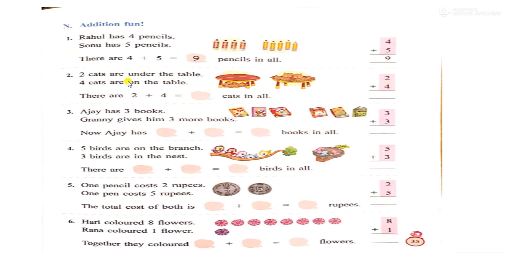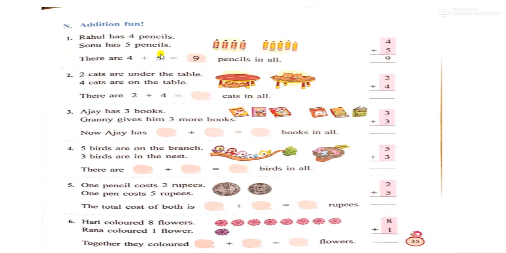The next one is also like that. Rahul, the first one, Rahul has 4 pencils, Sonu has 5 pencils. Here Rahul has 4 pencils. Here how many pencils are here? 1, 2, 3, 4. Yes, 4 pencils. Sonu, here how many pencils are here? 1, 2, 3, 4, 5. Yes, 5 pencils are here.